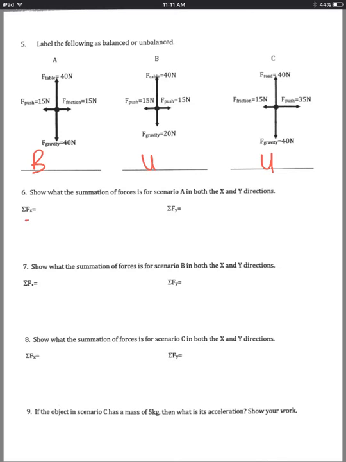So in the X, in scenario A, it looks like we have force of push, which is a terrible name, plus force of friction. It's a terrible name because push is not an agent. The agent has to be an object, a thing that's actually doing the pushing or pulling. And that's going to equal 0 newtons, because it's balanced.